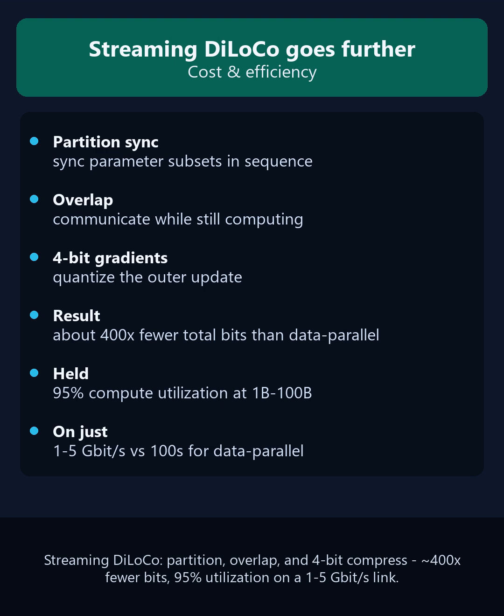Streaming DiLoCo pushed efficiency even further. By syncing only subsets of parameters in sequence, overlapping that communication with ongoing computation, and quantizing the outer gradients to 4 bits, it exchanged about 400 times fewer total bits than data parallel. In their tests it held 95% compute utilization at 1, 10, and 100 billion parameters on a link of just 1 to 5 gigabits per second, where data parallel would need hundreds.